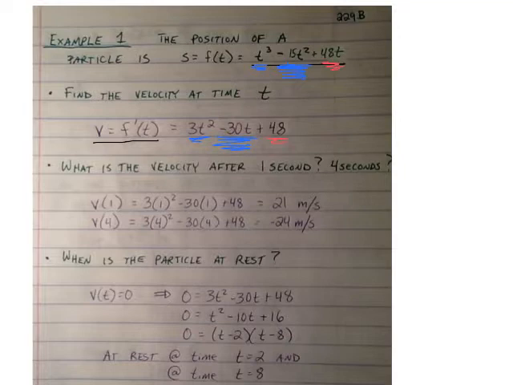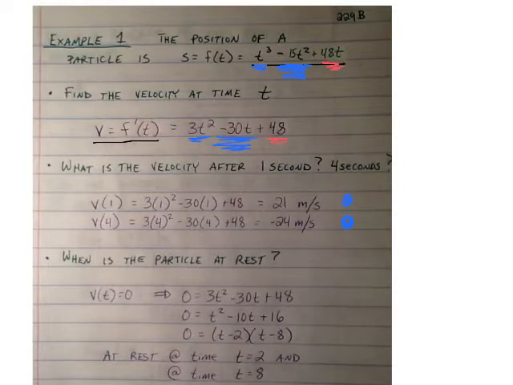And then they ask, what is the velocity after 1 second? That's simply plugging 1 into the velocity equation. And then again, what is the velocity after 4 seconds? We plug 4 in. And we notice that one of them has a positive velocity and one has a negative velocity. And those mean different things, so we're going to get into that.